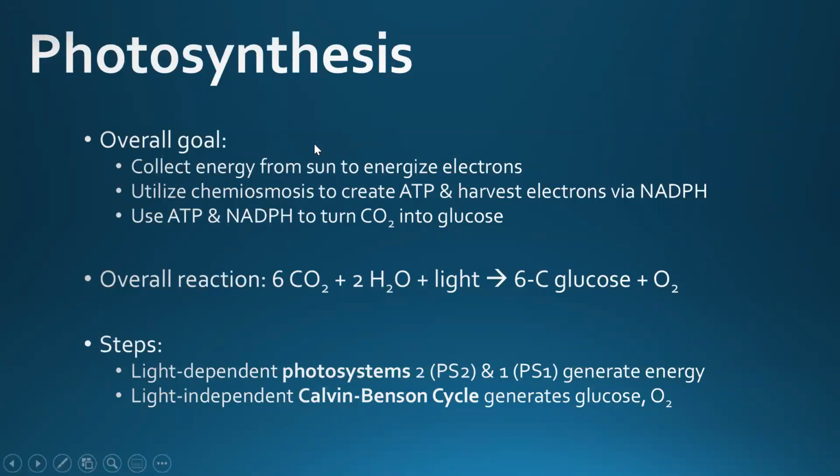So the goal of photosynthesis is to collect energy from the sun, and the energy from the sun is transmitted via discrete bundles of energy known as photons, which will then energize the electrons that are going to be found in the photosystems, which we're going to get to in a second. Then you're going to utilize the chemiosmosis process to create ATP and then harvest the electrons via NADPH. Remember, that's an electron carrier.